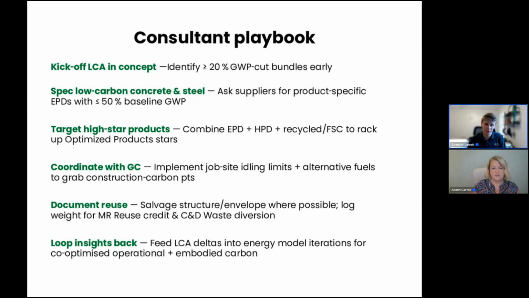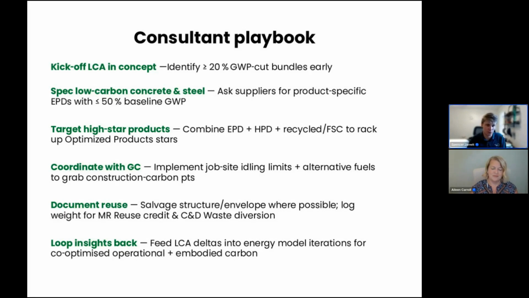And the third thing is to target high star products. So there's a lot of overlap between the EPDs, HPDs, and recycled content. So it just makes sense to tackle all of those at once. You can get more points. You can reduce the impact through those synergies, and definitely an easy place to start if you want to earn as many credits as you can.